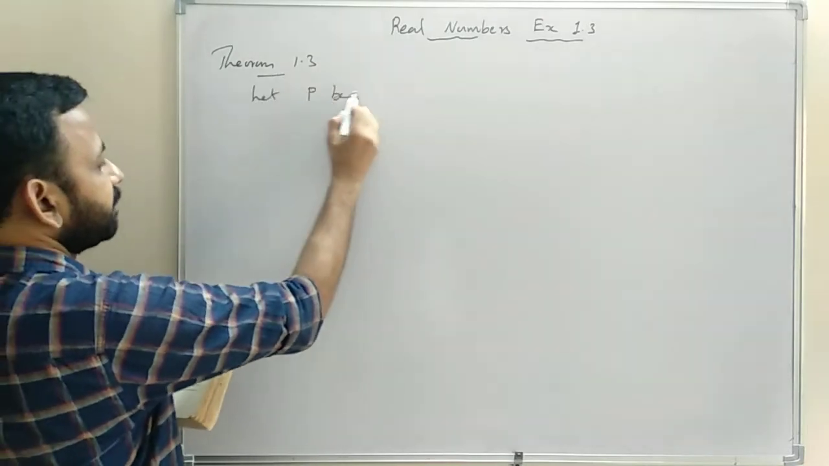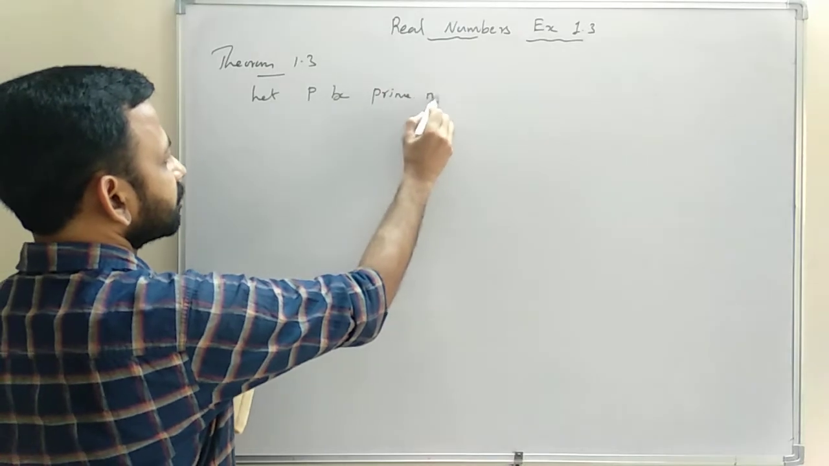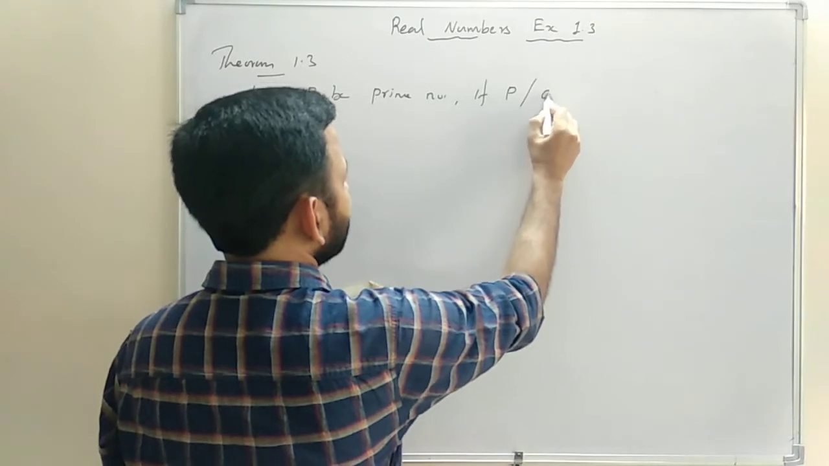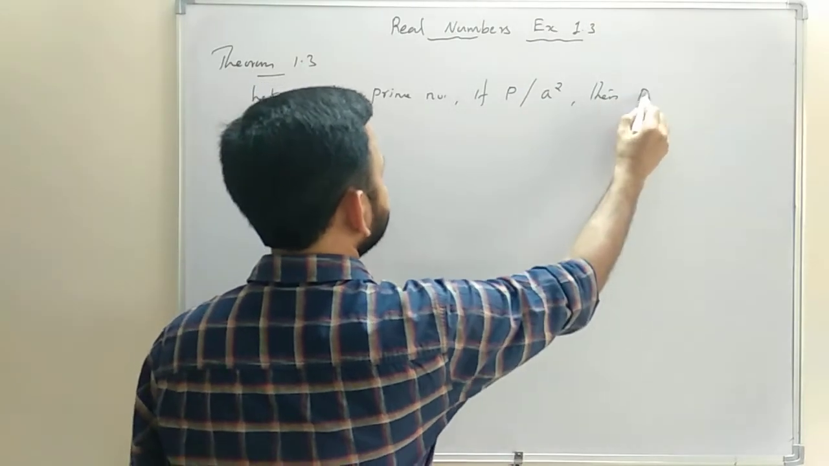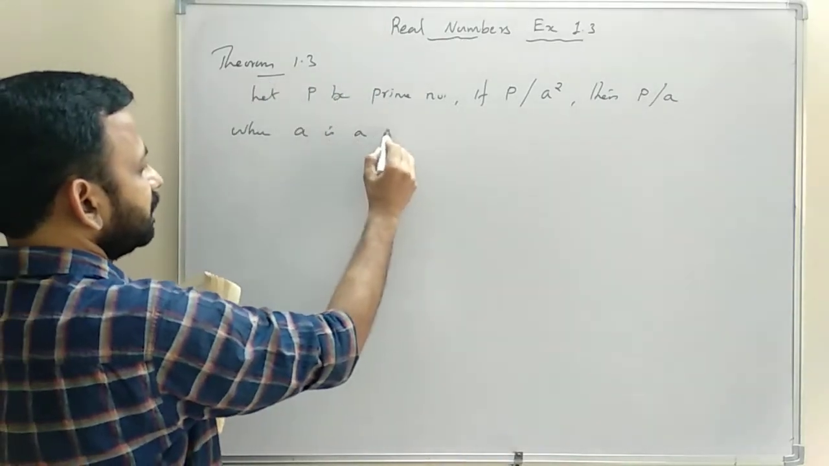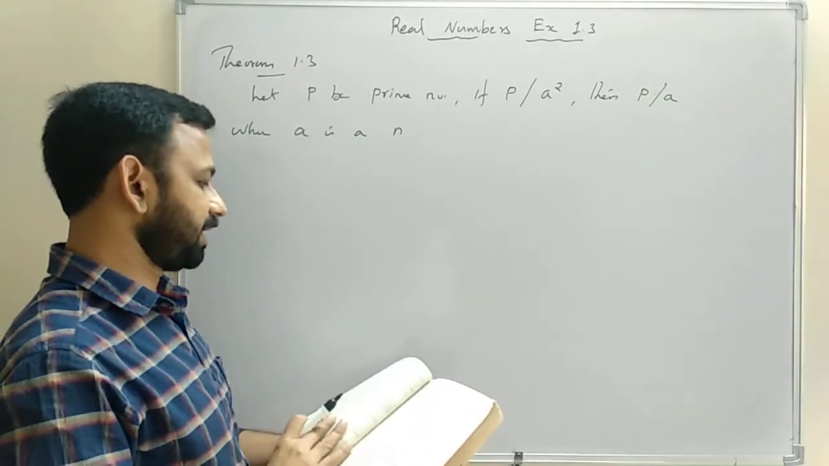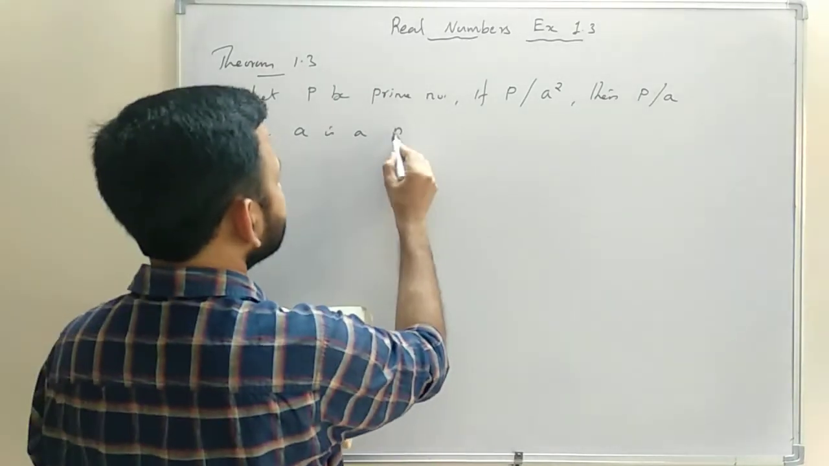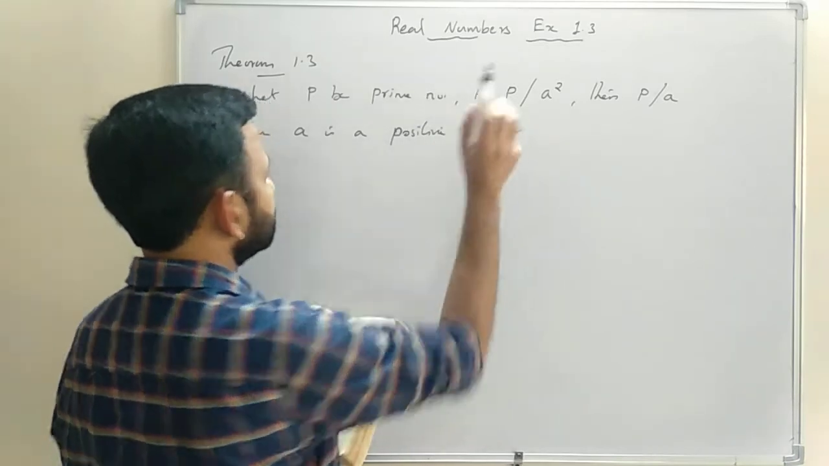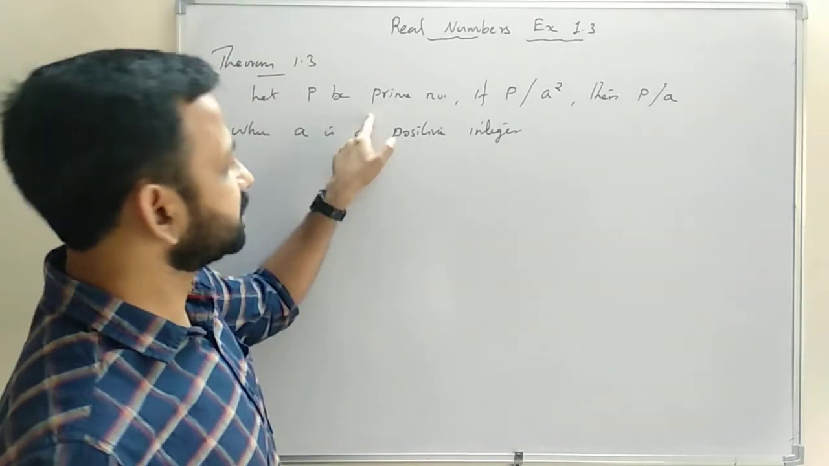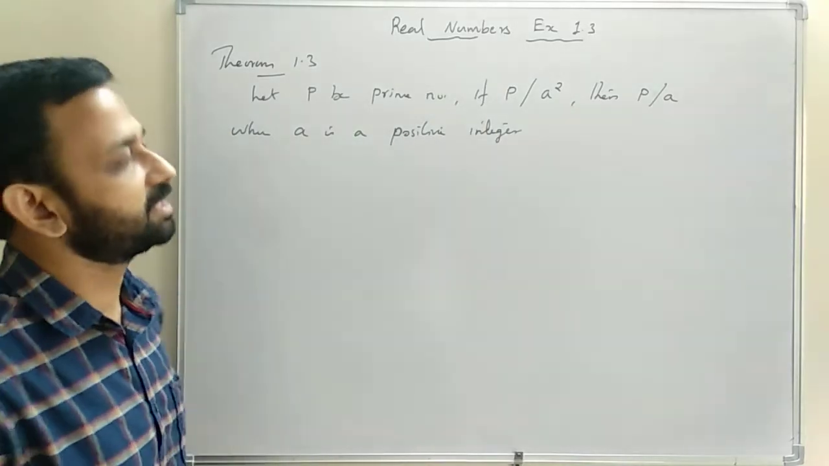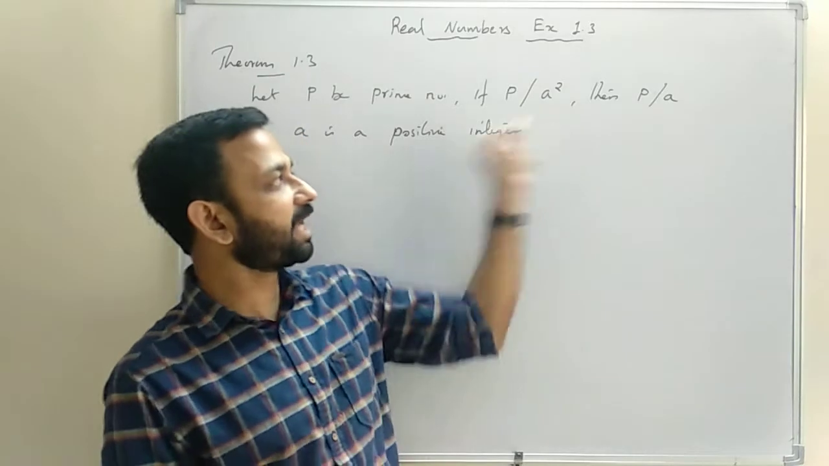Let p be a prime number. If p divides a square, then p divides a, where a is a positive integer. So here the theorem: p is a prime number, if p divides a square, then p divides a, where a is a positive integer. a can be any positive integer and p can be a prime number.